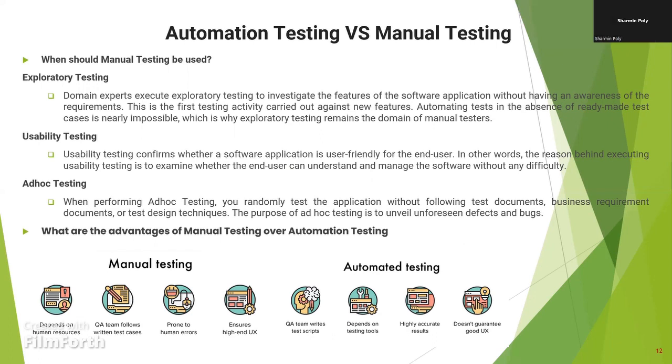Ad hoc testing. When performing ad hoc testing, you randomly test the application without following test documents, business requirement documents, or test design techniques. The purpose of ad hoc testing is to unveil unforeseen defects and bugs, right? So ad hoc and exploratory testing are almost the same, but there is a little difference. What is the difference?